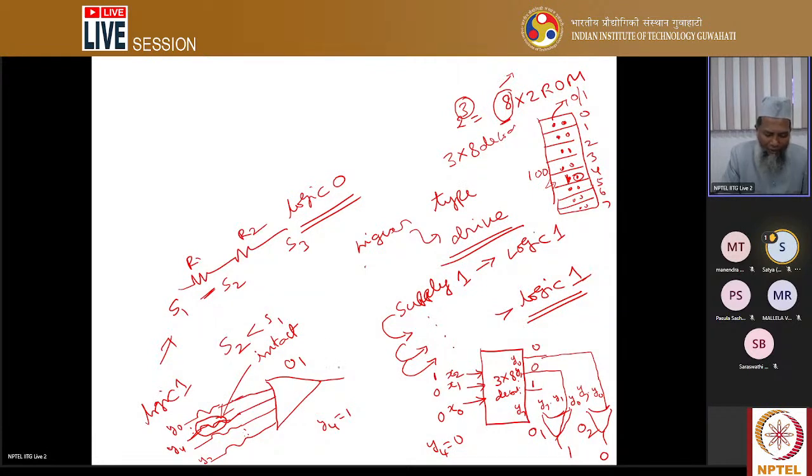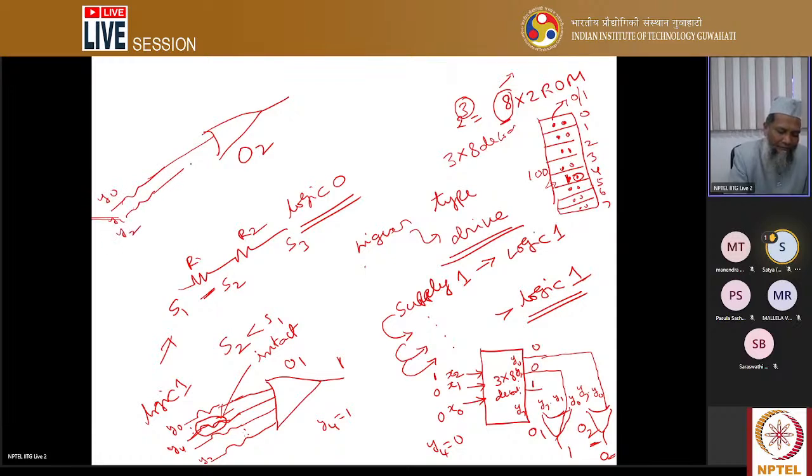For an OR gate, if one input is 1, the output is 1. Whereas in the second OR gate O2, I want the output as 0. If I keep all the inputs intact, Y0 intact, Y1 intact, Y2 intact, Y3 intact, Y4 intact, Y5, Y6, Y7, what will be the output? Because Y4 is equal to 1 for input 100, the output is also 1. But I want to store 0.